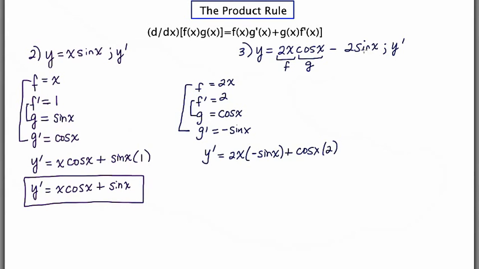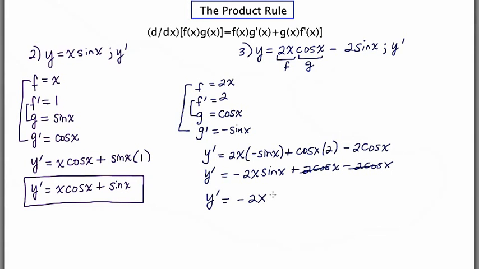Now we can't forget about the second term. The derivative of sine is cosine with a negative 2 out in front. So that's going to be negative 2 cosine of x. Cleaning this up, we're going to get negative 2x sine x, and then we've got plus 2 cosine x, followed by minus 2 cosine of x. So these guys are going to cancel out, and our final expression of the derivative is negative 2x sine x. So two more examples of how to use the product rule.